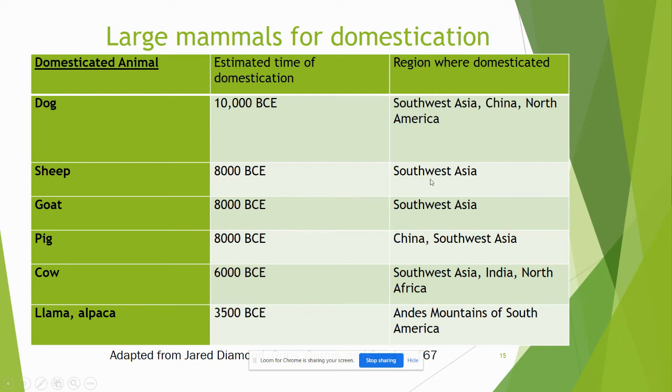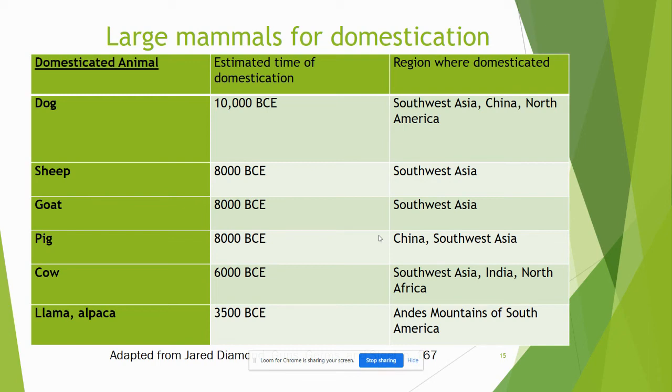Southwest Asia is going to be home to the Indus and the Ganges River Valley, as well as the Yellow and the Yangtze River Valley. Obviously, the Yangtze and the Yellow River Valley are also located in China. Then you have the domestication of the cow in 6,000 BCE, again occurring in Southwest Asia, India, and North Africa, home to all 4 of our early river valley civilizations.